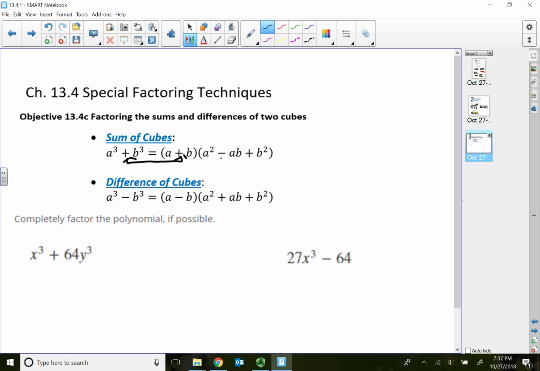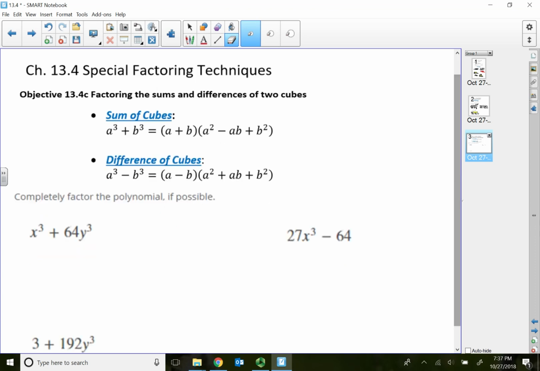The sign behind the a squared in the second parenthesis is always going to be opposite to the first sign. That's how we memorize what the signs need to be. The first parenthesis is going to be the same sign as the problem. The first sign in the second parenthesis is always opposite of what's in the first parenthesis. The last term is always going to be positive. There's really no other way to do this except by purely going by the formula. Pure memorization.